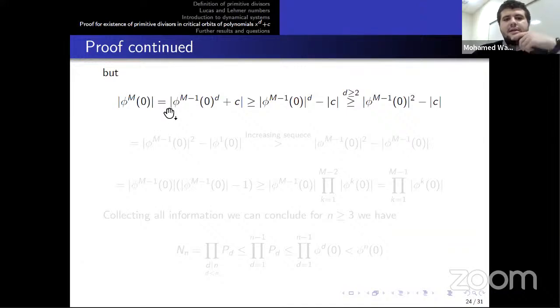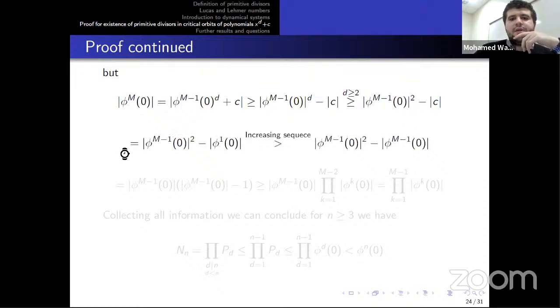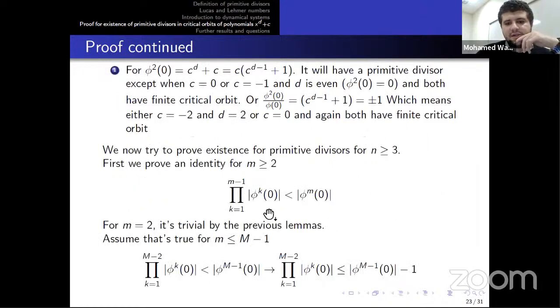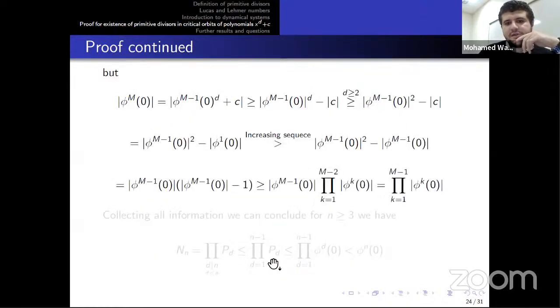We can use that phi m, we can write it as phi m minus 1 to the power d, greater than or equal to, by the triangular inequality. And then because d is greater than or equal to 2, we can change this to 2. And c is exactly phi 1. And because of the strictly increasing sequence of phi's, we can change phi 1 with a strict greater than, minus phi m minus 1. And we can take phi m minus 1 outside, and this we just saw here, it is greater than or equal to the product. So this proves that it is true for capital M.